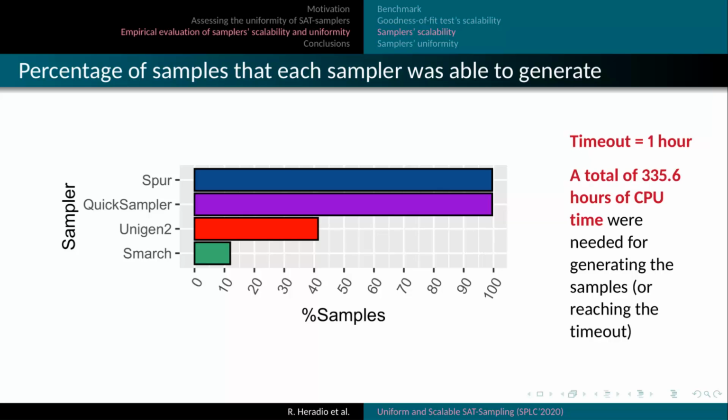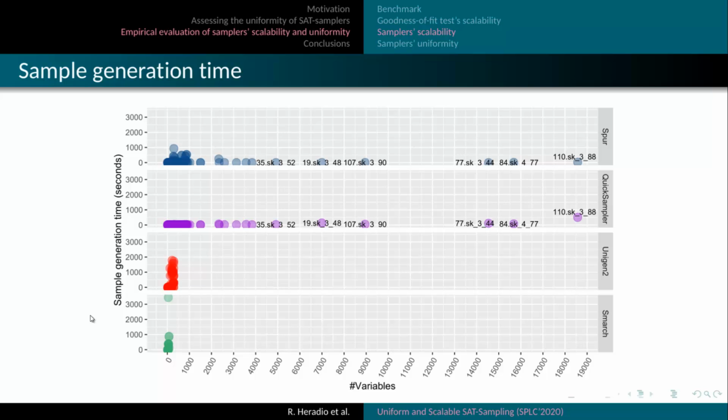Regarding sampler scalability, we ask the samplers to generate each sample within an hour. Spur and Quick Sampler were able to generate almost 100% of all samples within the timeout. However, Unigen 2 and Smart failed. This plot shows how the sample generation time depends on the variability model size in terms of number of features. Unigen 2 and Smart were unable to generate the samples for models with more than 300 features.